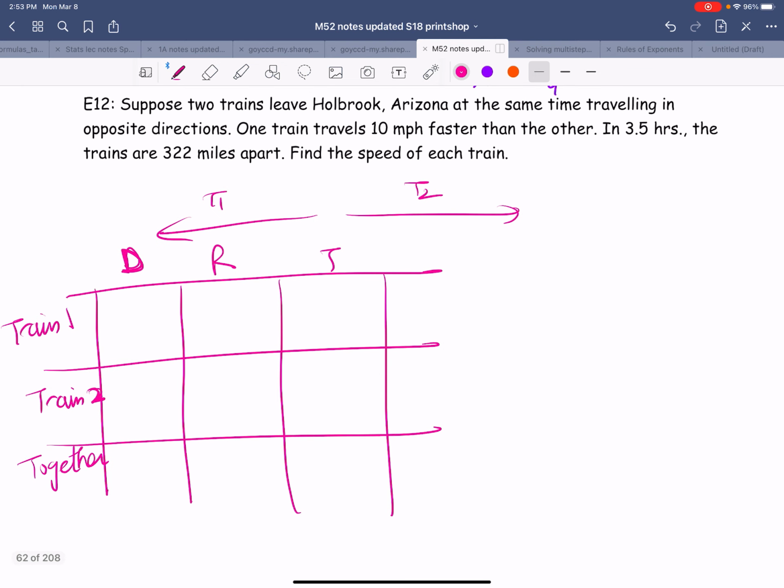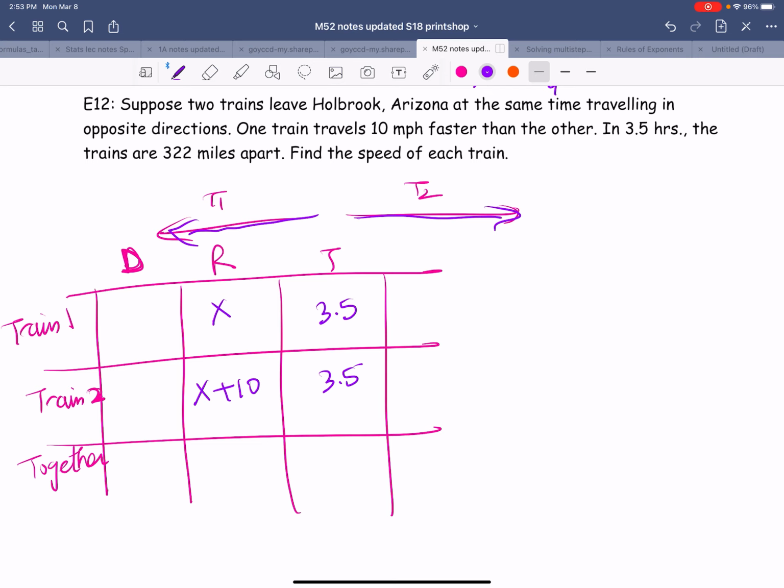Suppose 2 trains leave Holbrook, Arizona, at the same time traveling in opposite directions. Okay, the 2 trains are going in opposite directions. One train travels 10 miles per hour faster than the other. In 3.5 hours, the trains are 322 miles apart. Okay, so for how long have the trains been going? Each of the trains has been going for 3.5 hours. We don't know which train is slower and which is faster. So I'm going to say this train is going at a rate of x miles per hour. The other one is going at a rate of x plus 10 miles per hour.